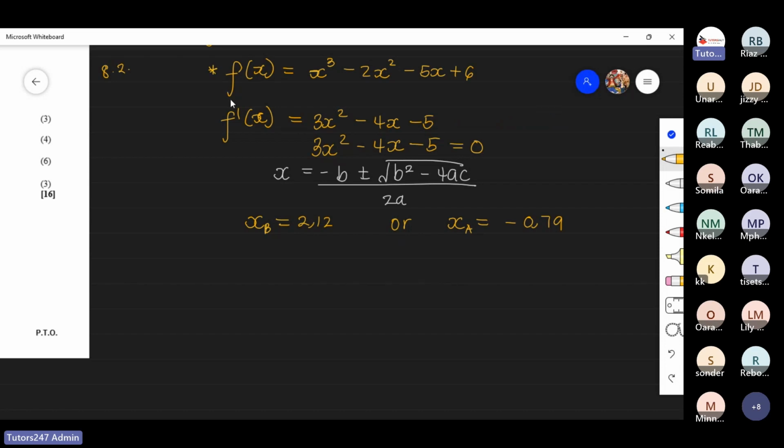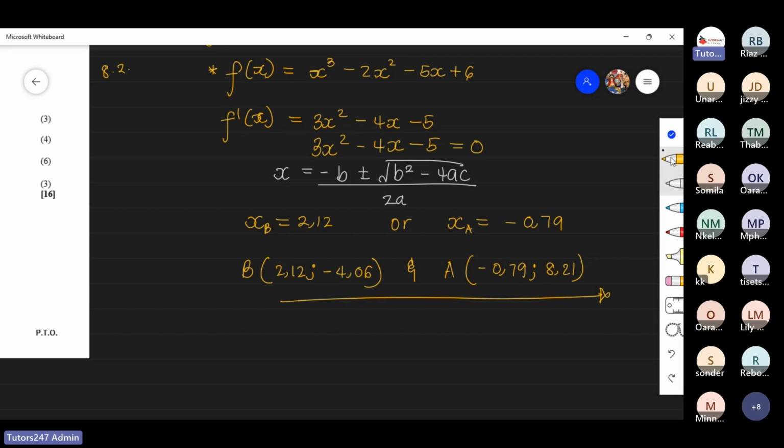Once you substitute 2.12 into f of x, you will end up with negative 4.06. So our coordinate of b is 2.12 and our y value is negative 4.06. That is our coordinate of b. Once you substitute x of a, or negative 0.79, into f, you will end up with negative 0.79 and a y value of 8.21. So those are your coordinates of a and b.